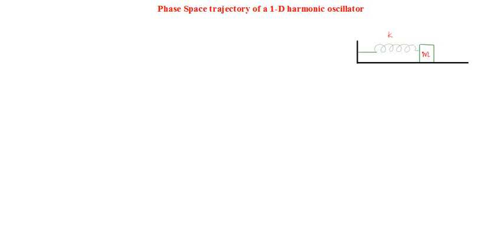Now, in order to give you a physical idea of how a phase space trajectory will look, we will be discussing the simplest example from physical reality, which is the case of a one-dimensional harmonic oscillator.